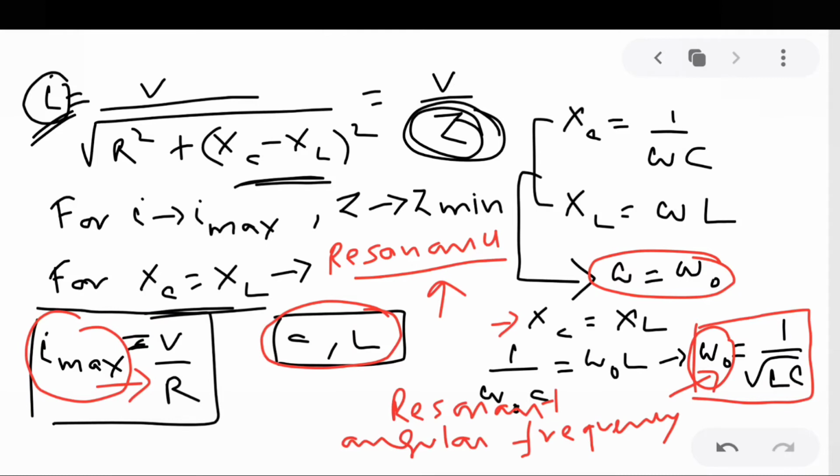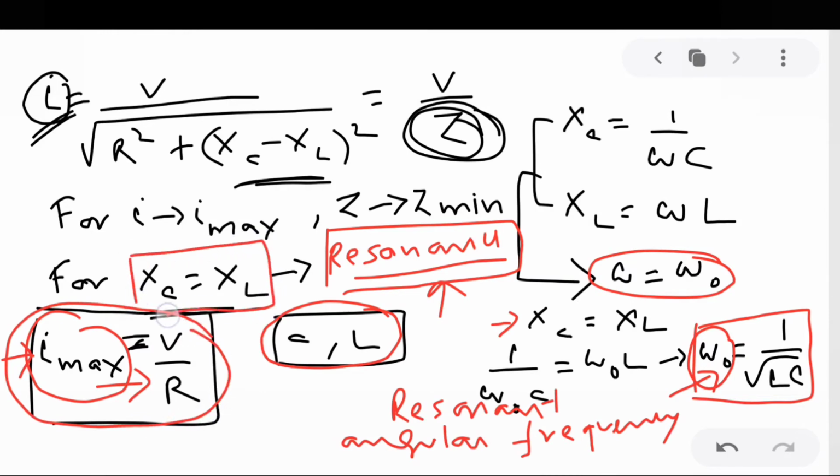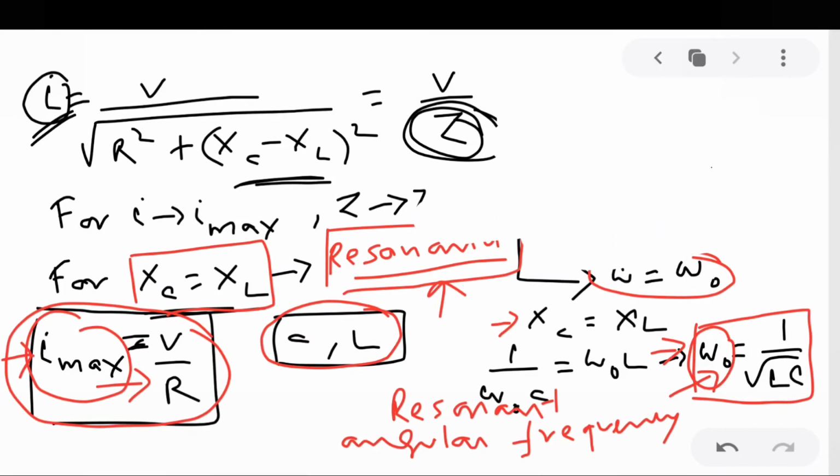So this is one important result. That means at resonance, the current is maximum. The circuit will behave like a purely resistive circuit. XC will be equal to XL, and the angular frequency of the alternating current will be equal to 1 by square root of LC. Now we got the expression for angular frequency.